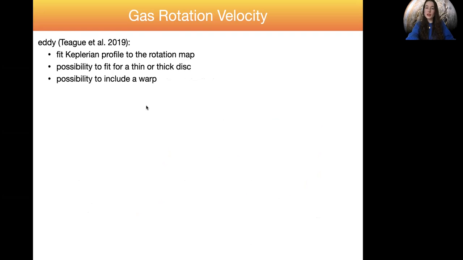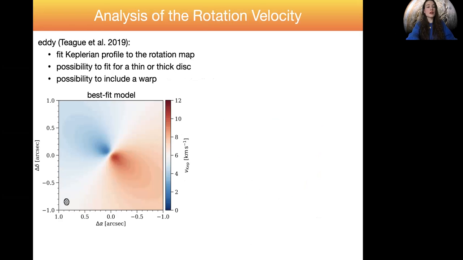Here we have the possibility to fit for a thin or thick disk, and we can also include a warp. Sometimes twisted kinematics are linked to a misaligned inner disk. So we performed a number of runs using these different options and fitting different regions of the disk. What I'm showing now is the best fit model for a thin disk approach fitting the whole disk.